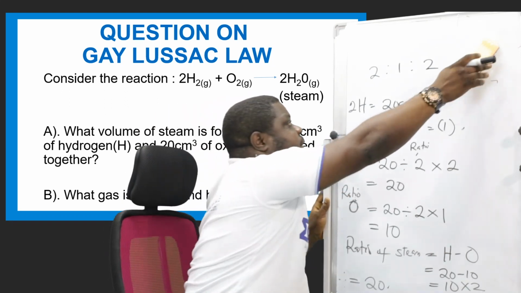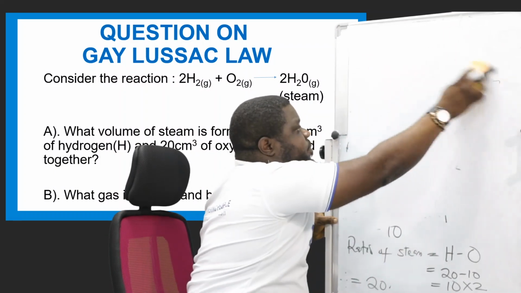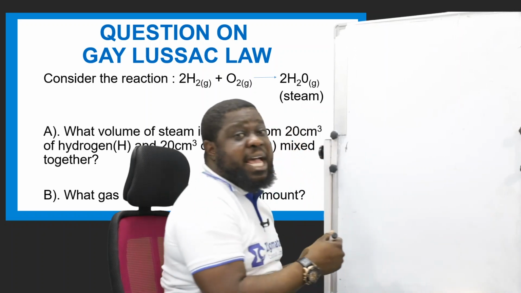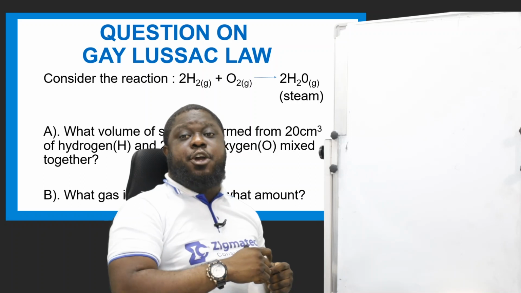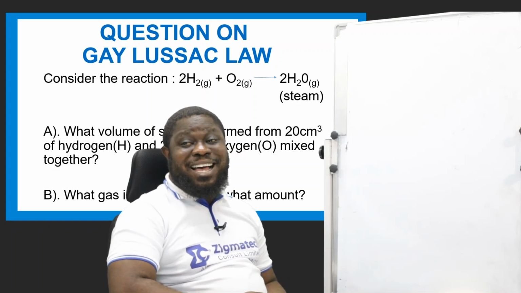Okay? Now, the ratio now, in essence, they say what volume of steam is formed from 20 centimeter cube of hydrogen and 20 centimeter cube of oxygen mixed together? What volume?